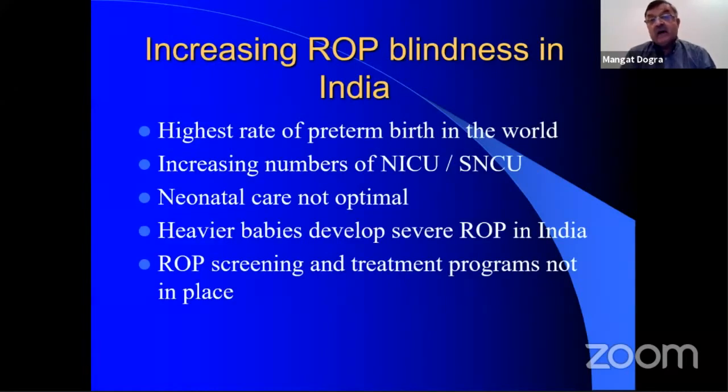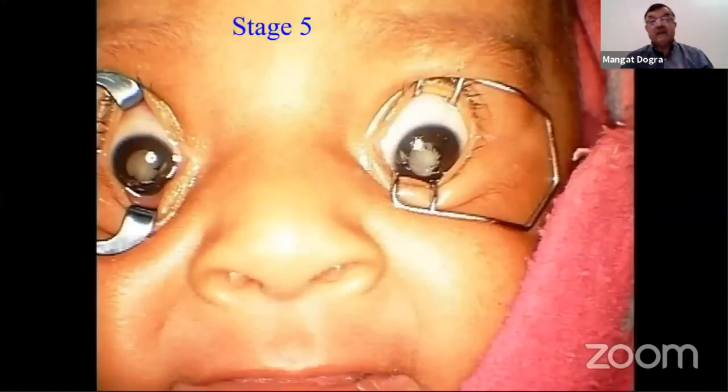And there is an increasing ROP blindness in India. We have the highest preterm birth rate in the world, and increasing number of NICUs and SNCUs the government of India has opened because of the direction that we have to decrease the infant mortality. And the neonatal care, I already mentioned this, and because of that, heavier babies are developing ROP, and ROP screening and treatment programs are not in place. We have to do a lot, and young people are needed.